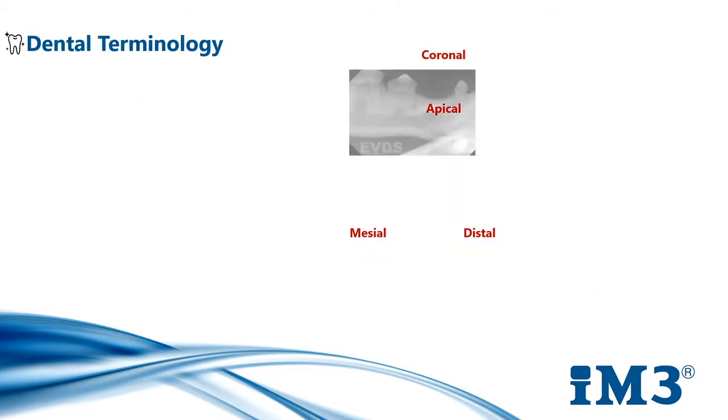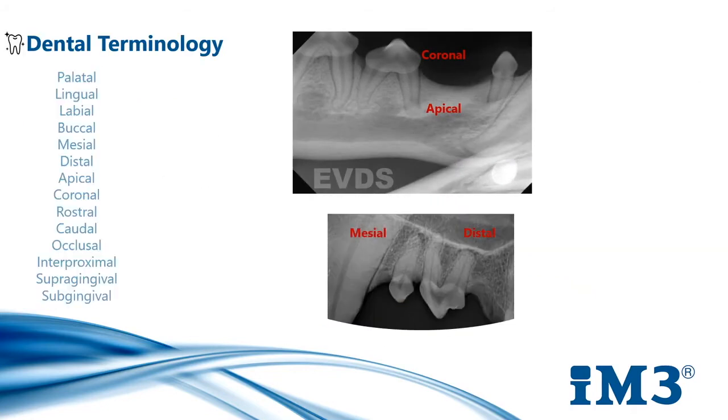Here is a list of dental-specific terminology which will help you accurately describe pathology in the mouth when performing dental charts. Palatal describes the surface of the tooth towards the palate in the maxillary teeth. Lingual describes the surface of the tooth towards the tongue in mandibular teeth. Labial is the surface of the tooth towards the lip. Buccal is the surface of the tooth towards the cheek.